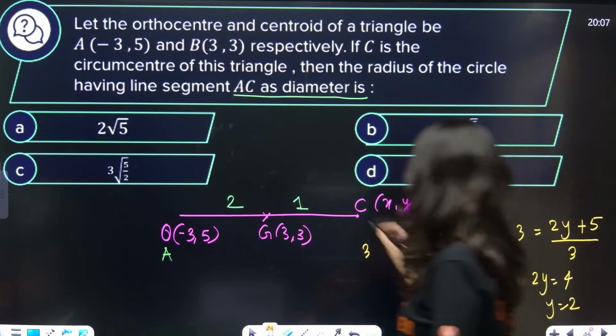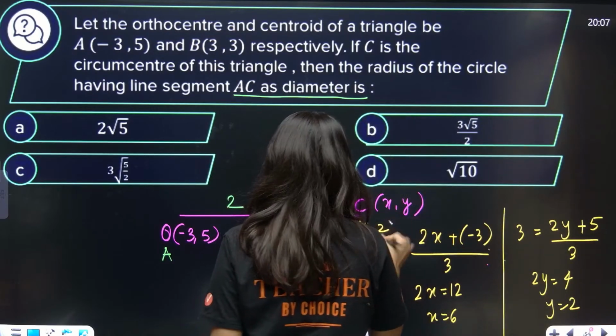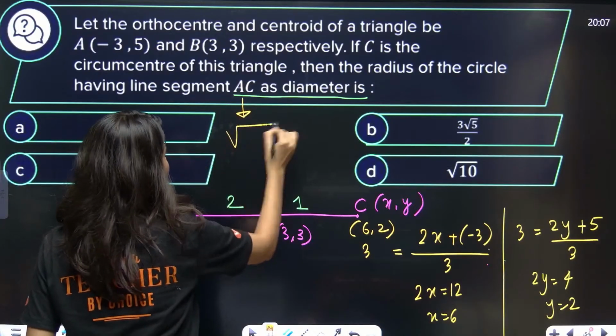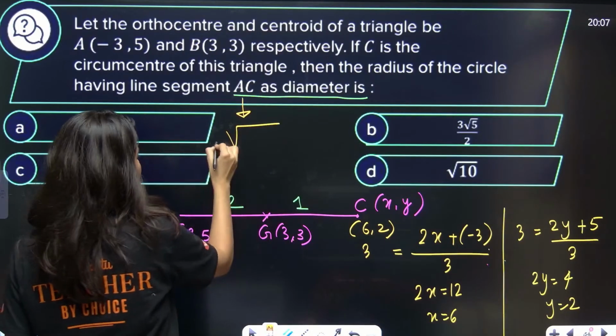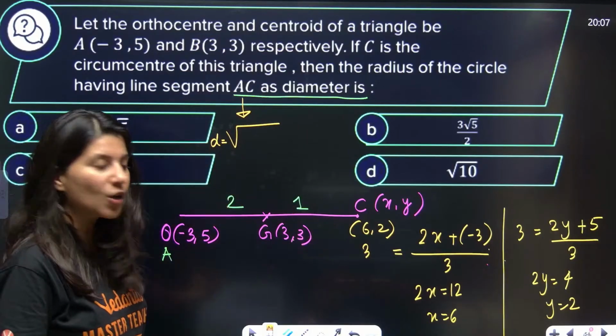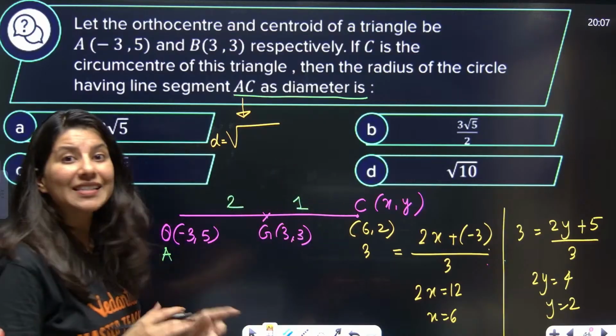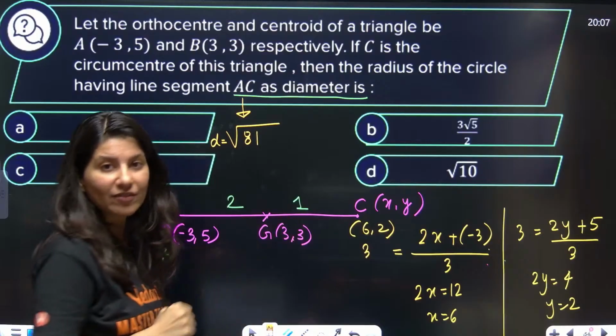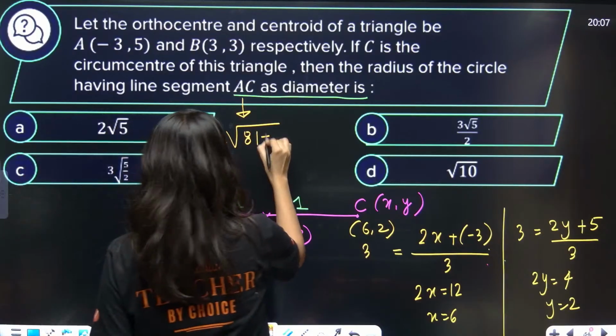So (6, 2) is this point. Now what do you want? AC being your diameter, we need the calculation of AC, which is nothing but the diameter. The diameter will be the distance between (6, 2) and (3, 5). 6 minus 3 is 3, and 3 squared is 9; 2 minus 5 is minus 3, whose square is 9.